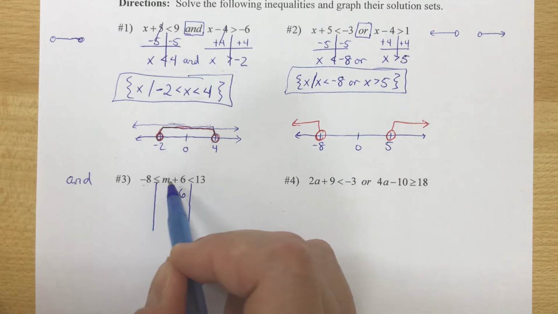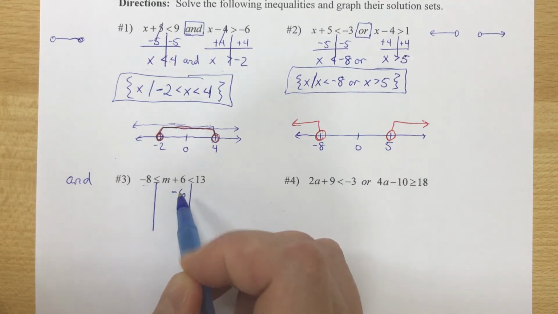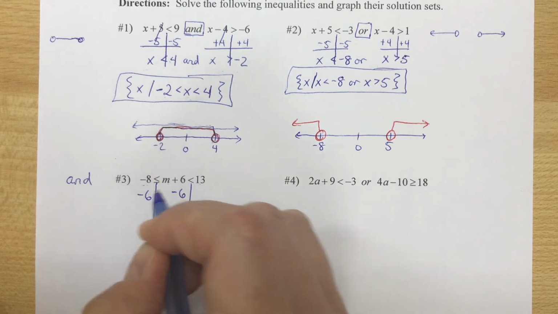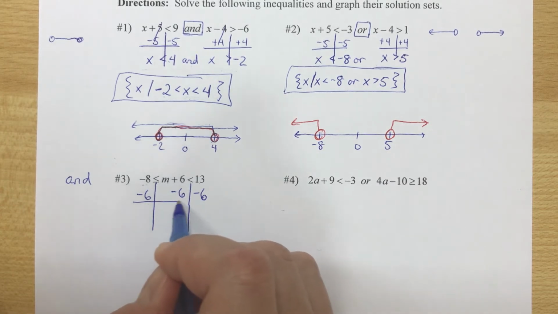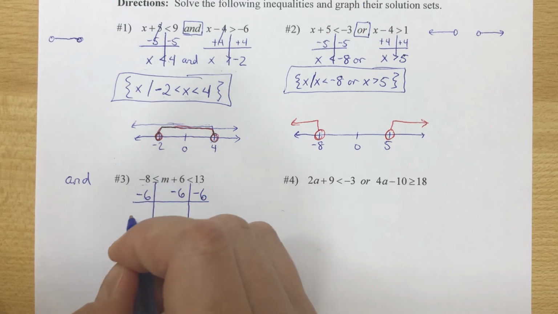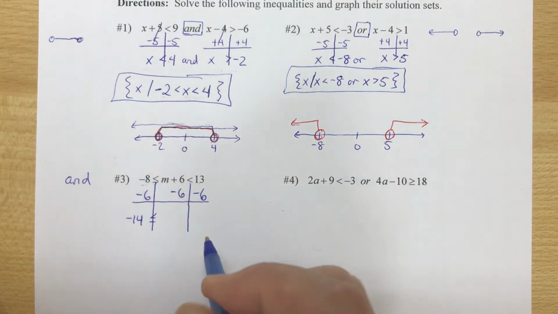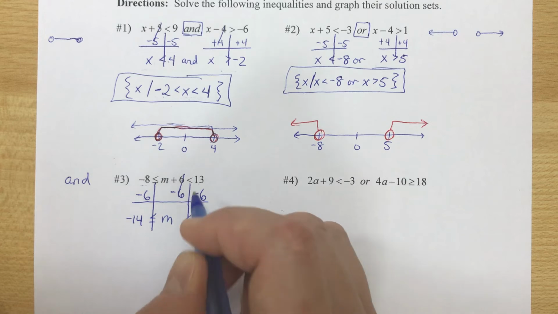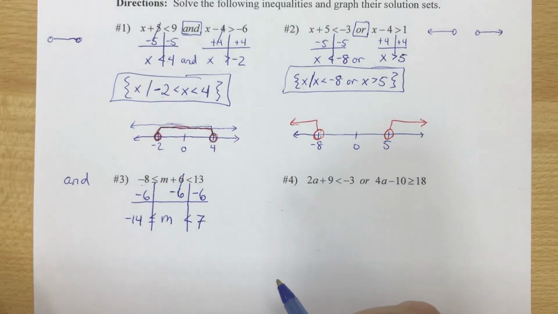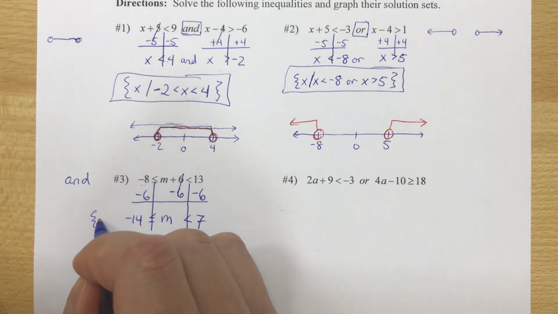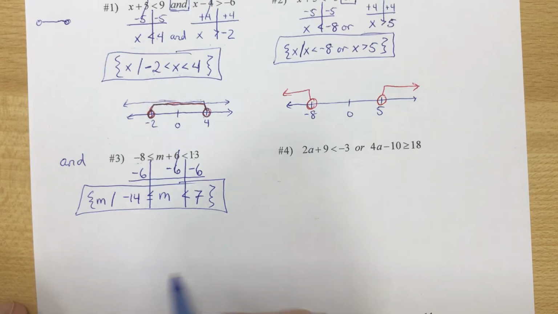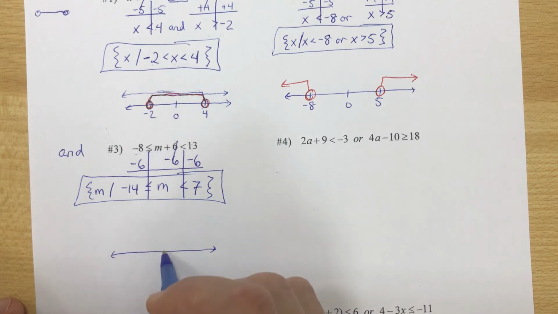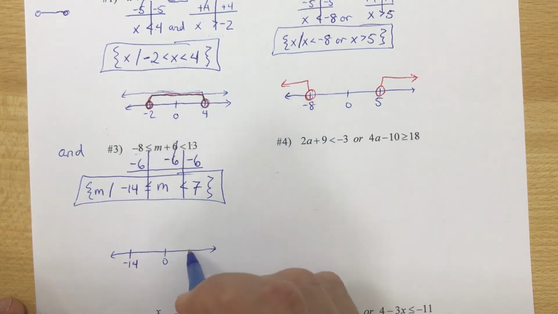And normally we would say you subtract left side, right side. But here we have a left, a right, and we have a middle. So what we'll do is we'll subtract 6 on the left side, we'll subtract 6 on the right side, and we'll subtract 6 in the middle. So for each section, we do the same thing. -8 minus 6 is -14, less than or equal to. Here, 6 minus 6 is 0, so we have just m, less than 13 minus 6, which is 7. And there we go, there's our answer. The set of m's such that -14 is less than or equal to m is less than 7. So on a number line, here's 0, here's -14, here's positive 7.